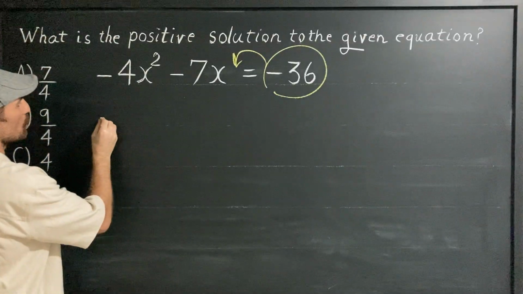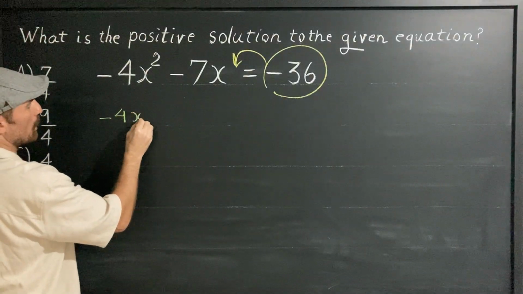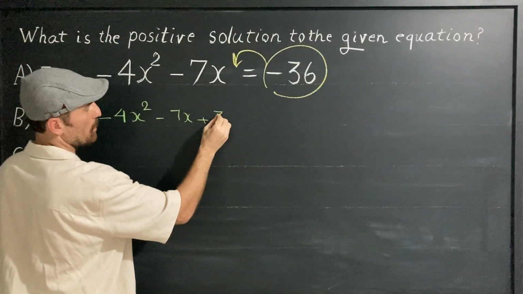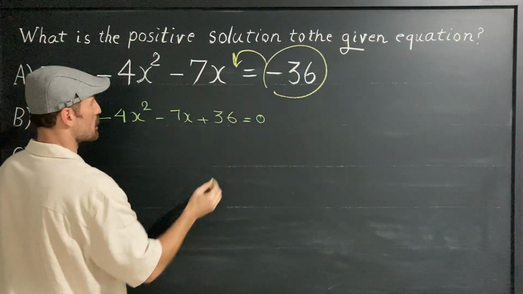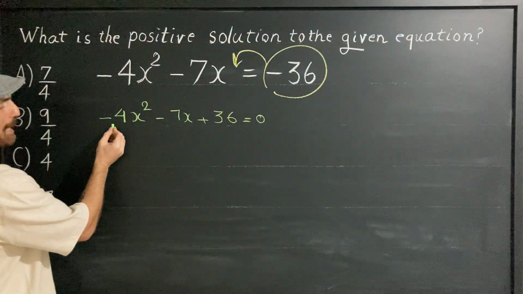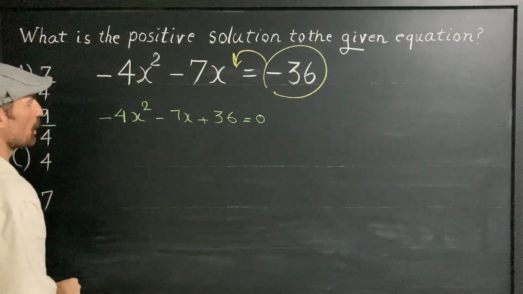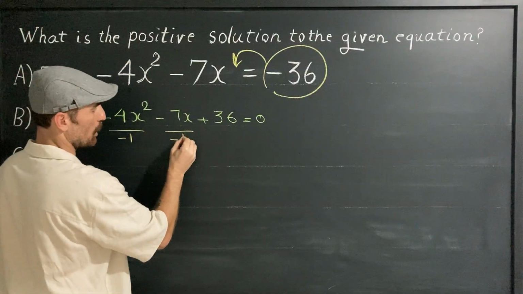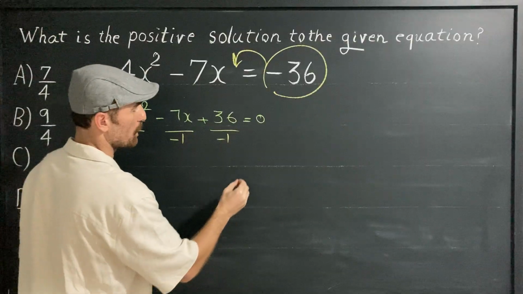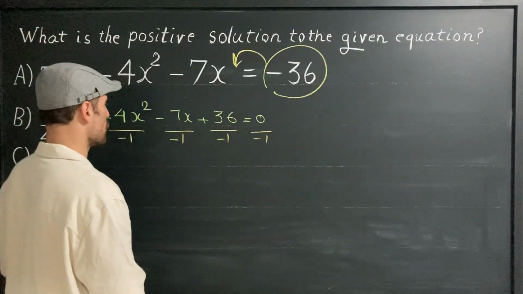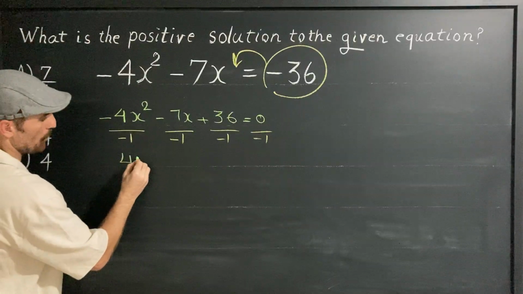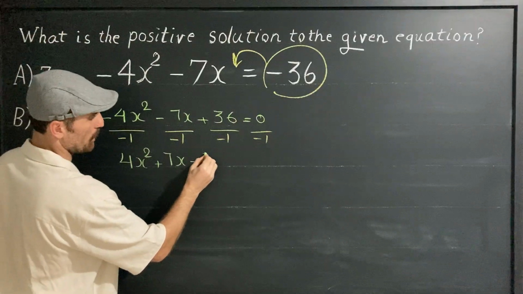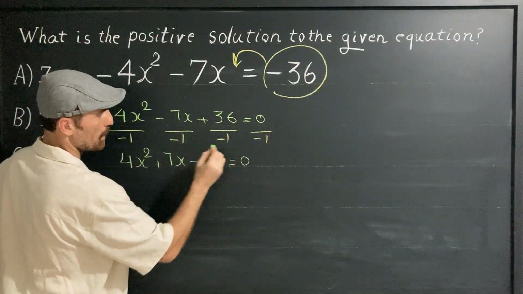Let's rewrite it. It is going to be negative 4x squared minus 7x plus 36 equals 0. I don't like a negative number as the leading coefficient. So I divide all terms by negative 1. It is going to be 4x squared plus 7x minus 36 equals 0.